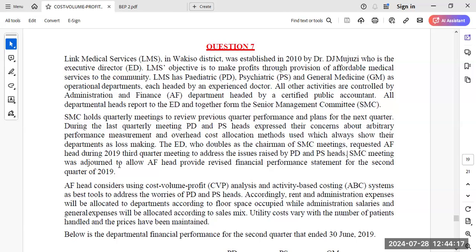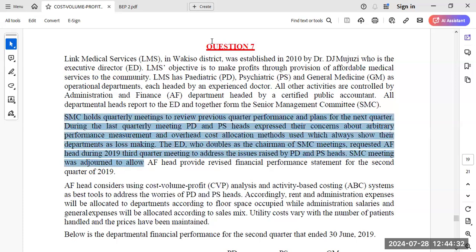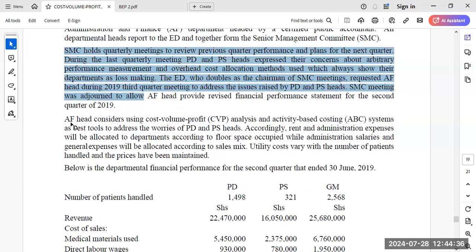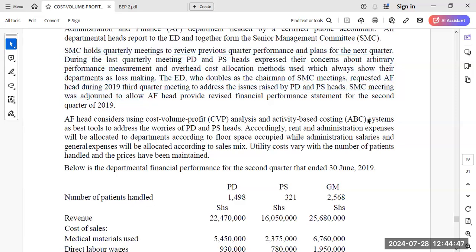This meeting was adjourned to allow the administration and finance head to provide a revised financial performance statement for the second quarter of 2019. So you also don't need to come back to this paragraph. This head, the administration and finance head, considers using CVP analysis and activity-based costing.